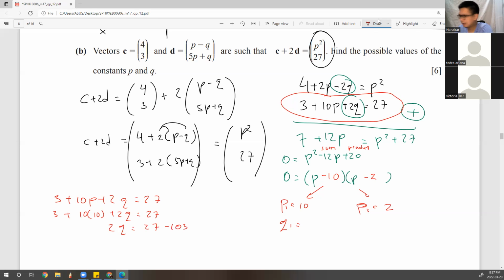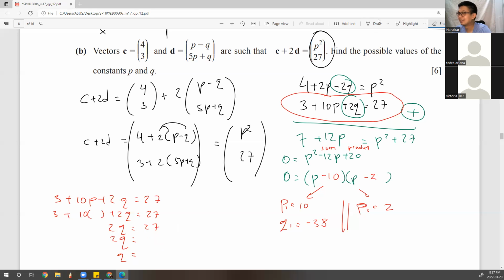Okay, I desperately need the calculator right now. 27 subtract 103 is negative 76. So negative 76 divided by 2 is negative 38. So q is negative 38, and you put p as 2 in the same formula. Wait, you can cross this.